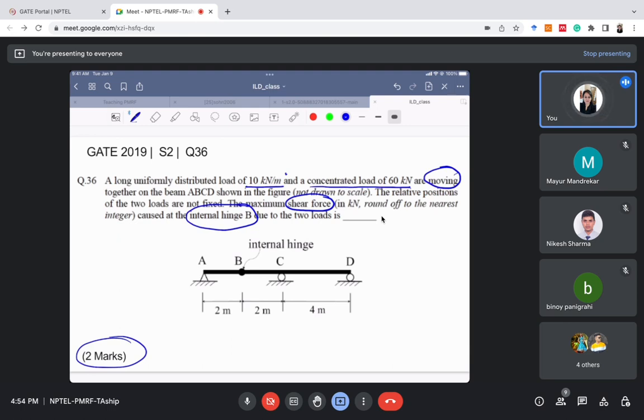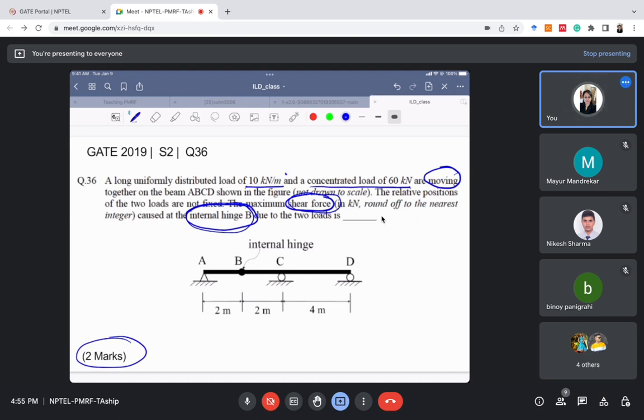First, from the word moving, we know that we have to draw the ILD. Second, we know that we have to draw it for shear force, and at what point? At internal hinge B. The next point is whether the beam is statically determinate or indeterminate. Please write in the comments fast.